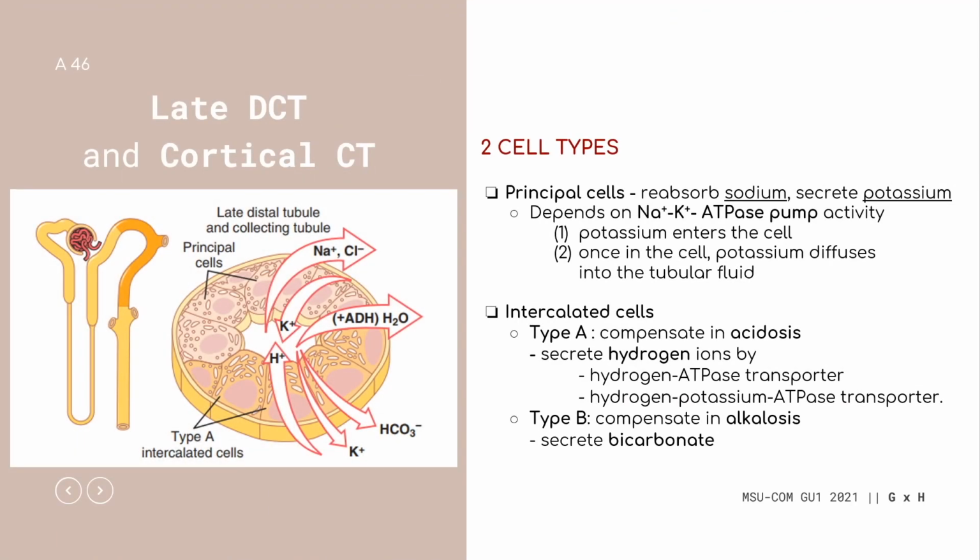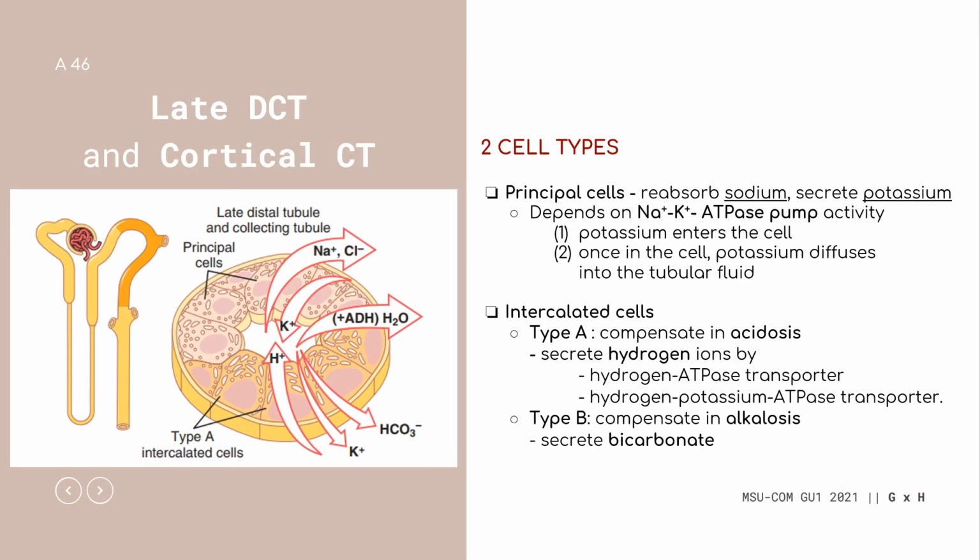Now let's proceed to the late DCT and cortical collecting duct. There are two cell types in this area. That includes your principal cells and intercalated cells. Principal cells reabsorb sodium and secrete potassium, and this depends on the activity of your sodium-potassium ATPase pump. Potassium would first enter the cell, and once in the cell, potassium would diffuse into the tubular fluid.